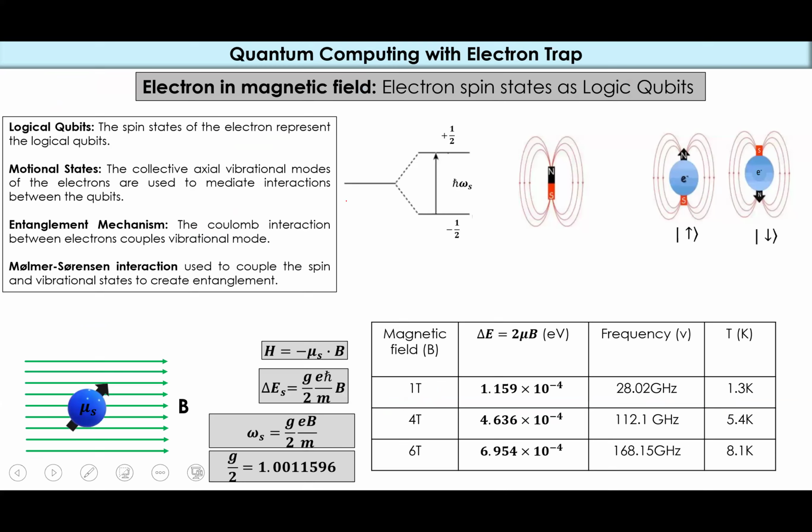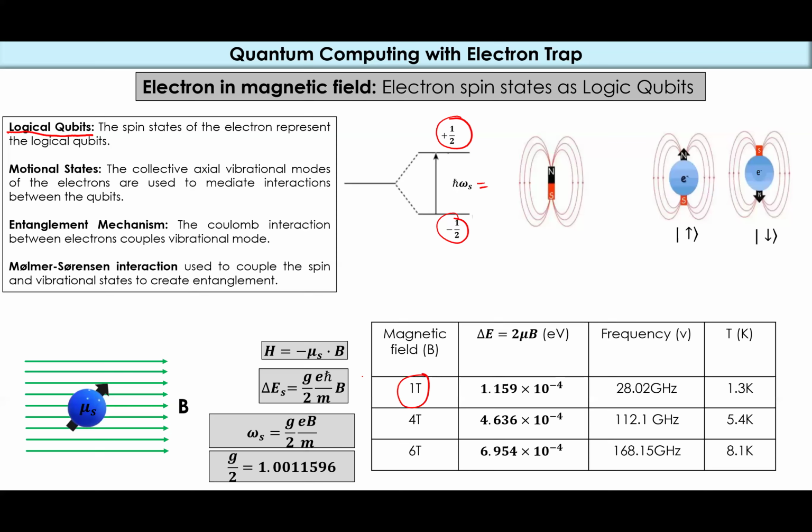Now see, here is how we are planning to do the quantum computing. For the logical qubits, we're going to use the spin, and we have already done a lot of study on the spin. So here you can see these spin states.